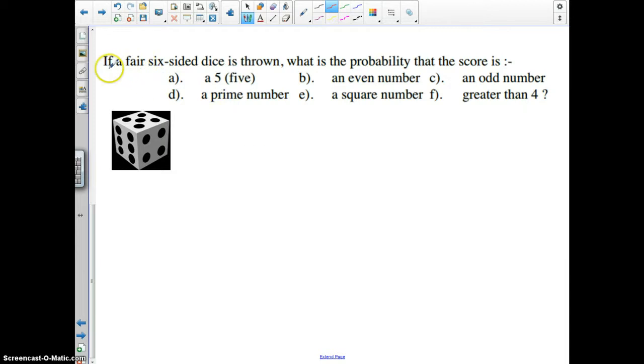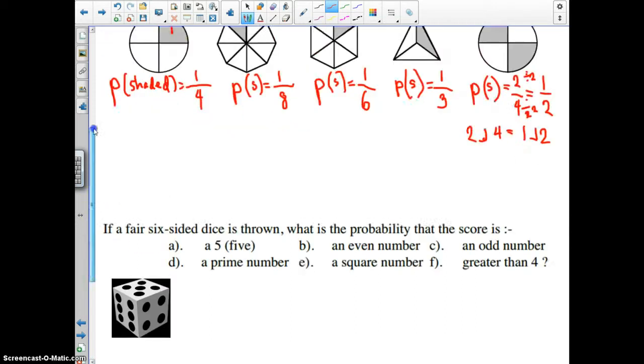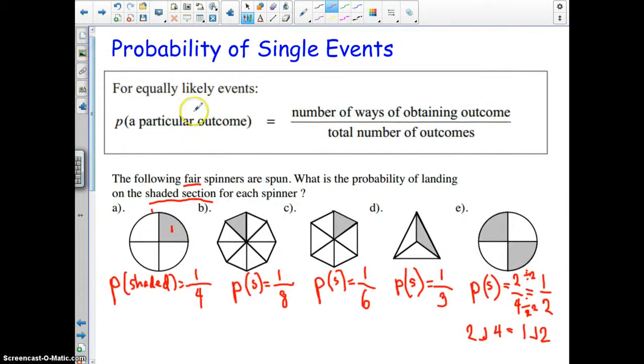It says here that if a fair 6-sided dice is thrown, what is the probability that the score is 5, an even number, an odd number, a prime number, a square number, or a number greater than 4. Okay, so let's investigate again if this is an equally likely event.